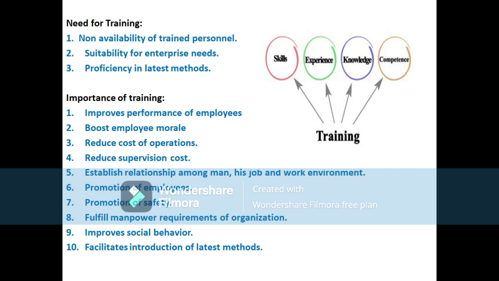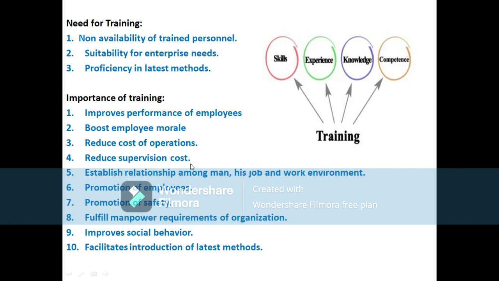So we can see that inefficiency, spoilage, or wastage in the use of machines is reduced to a minimum. We cannot see more wastage, more spoilage of machines, or inefficiency in handling those machines. All this can be reduced if the person has taken training. Another one is the fourth one, reduce supervision cost.